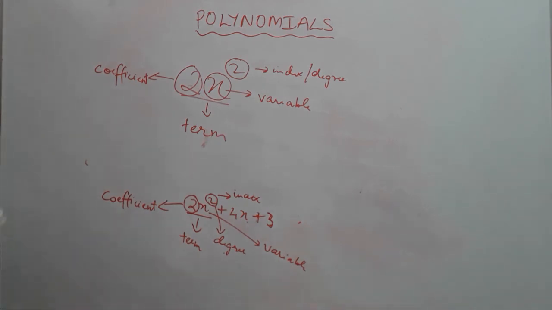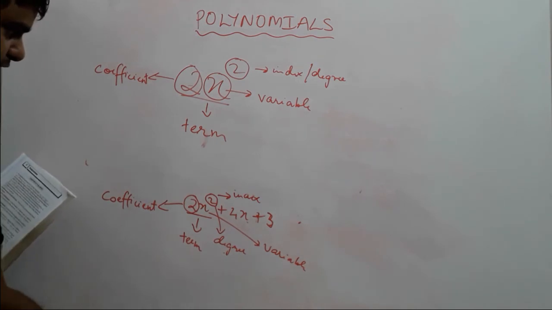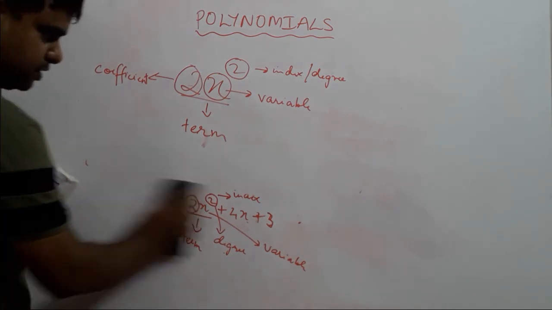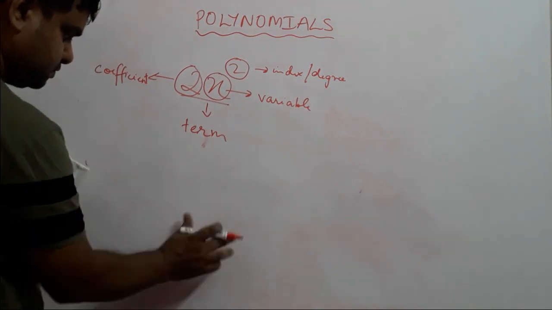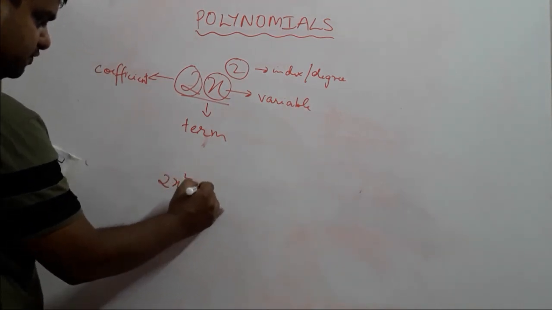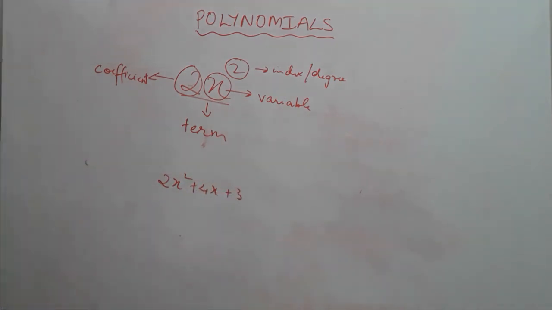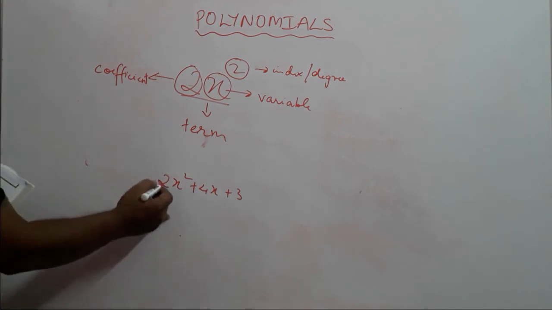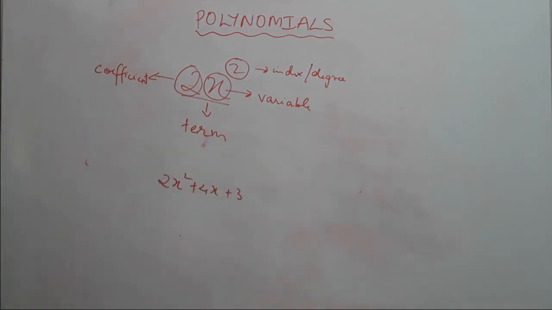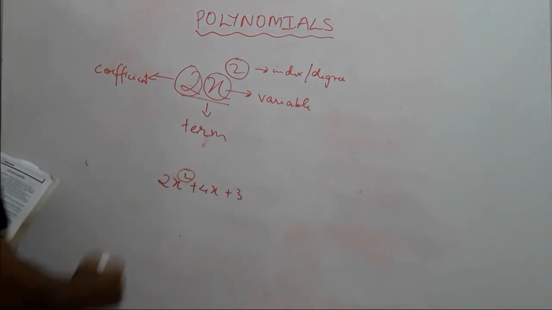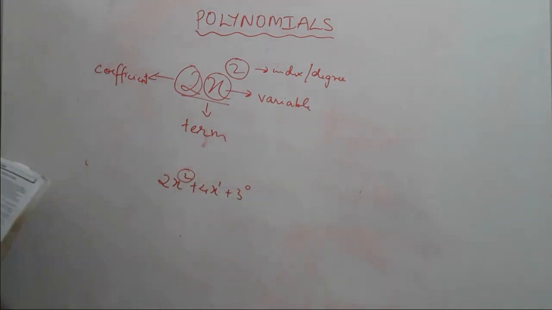For example, the example that I had given you right now, I'll write it again because this is all messy: 2x square plus 4x plus 3. A polynomial is said to be in standard form not based on the coefficients. It has to be in either increasing or decreasing order, but of what? Of the degrees. This is 2, this is 1, this is 0. It can be either increasing or decreasing.